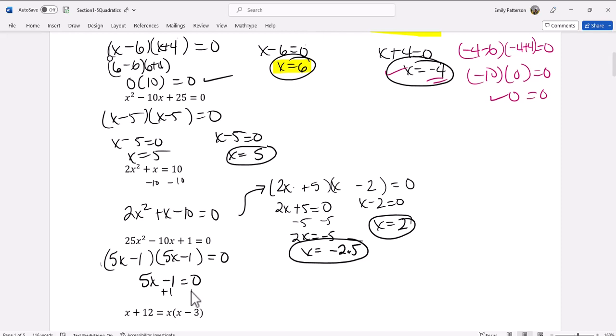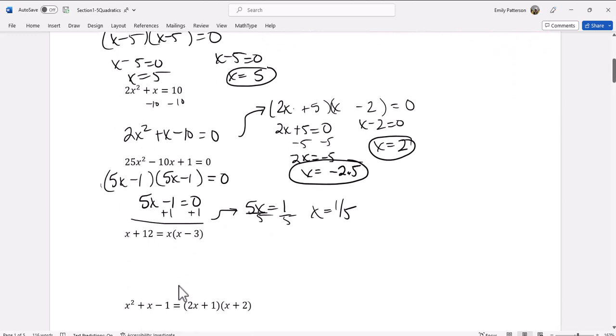But in fact, if I notice, I'm going to do that answer over there. I've got 5x is equal to 1, or dividing both sides by 5, I get x is equal to 1/5, not 5. So make sure you take care of that each time.